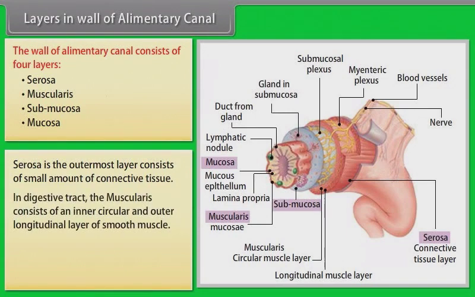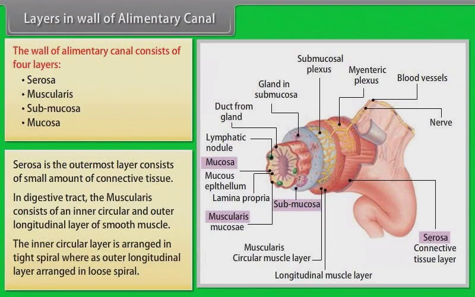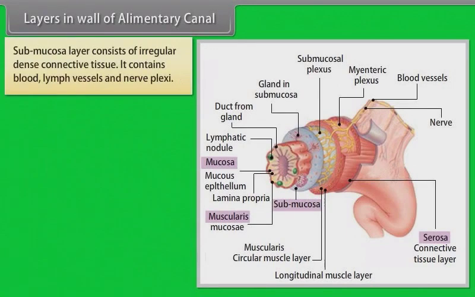In the digestive tract, the muscularis consists of an inner circular and an outer longitudinal layer of smooth muscle. The inner circular layer is arranged in a tight spiral, whereas the outer longitudinal layer is arranged in a loose spiral. Submucosa layer consists of irregular dense connective tissue. It contains blood and lymph vessels and nerve plexi.